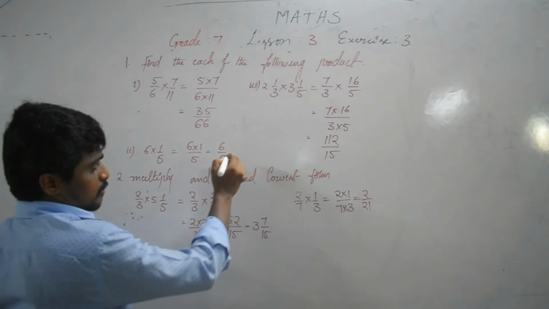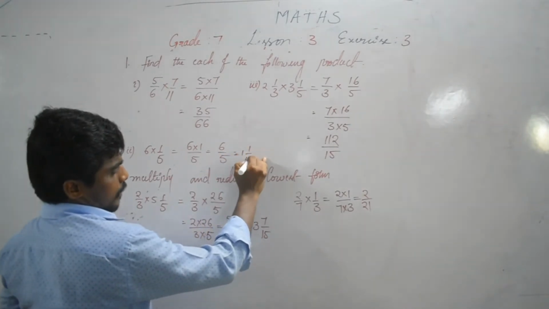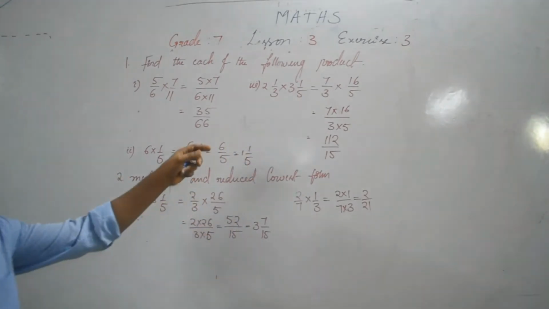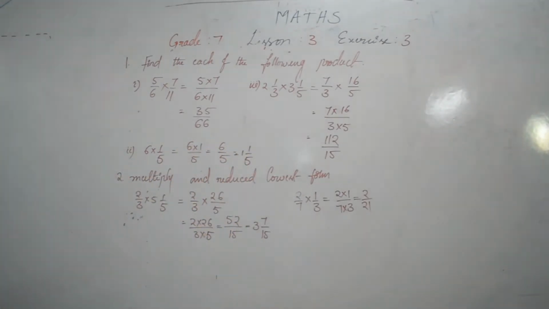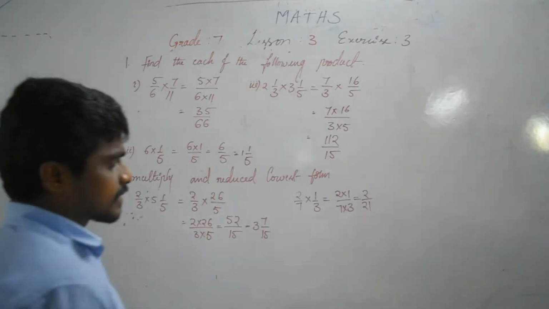Next, this one also we are converting into a mixed fraction. 1 1 by 5. 5 1s are 5, plus 1, 6 by 5. That is our answer.